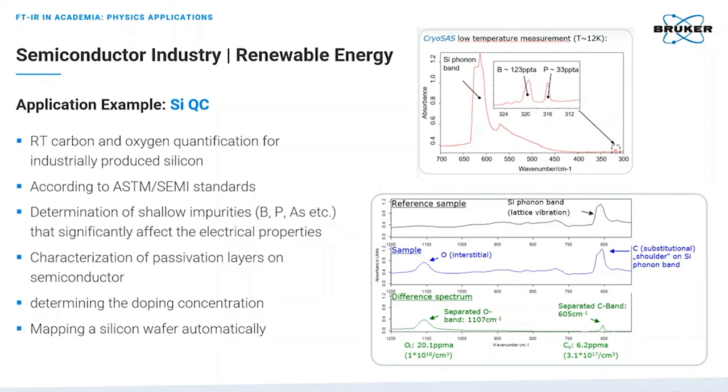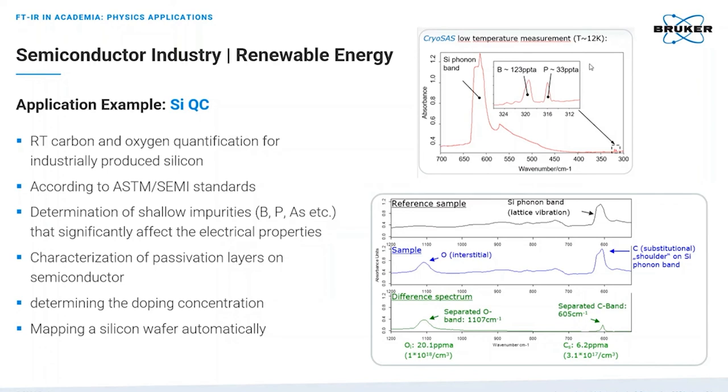Determination of shallow impurities B or P, boron or phosphorus, and low temperature near-infrared photoluminescence for quantification of shallow impurities with unmatched sensitivity are further possibilities of FTIR silicon QC. Upright is the result measured using a CryoSAS, the all-in-one silicon analyzer for industrial environment from Bruker, showing the boron and phosphorus content in the sample.